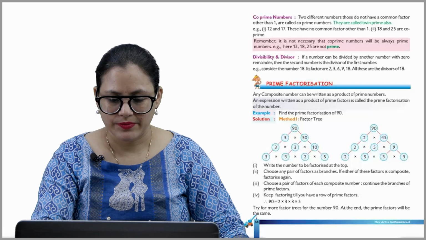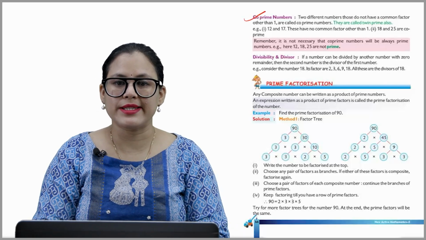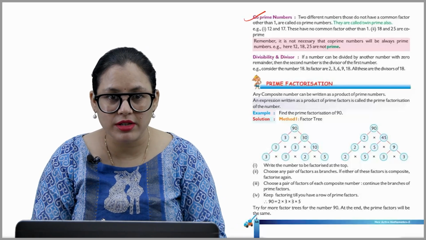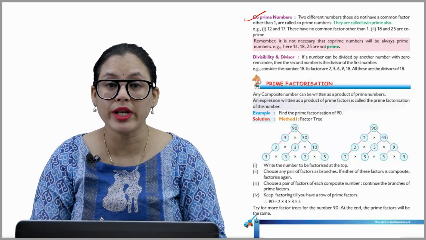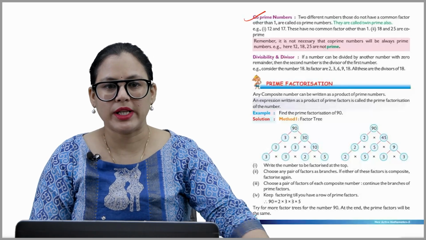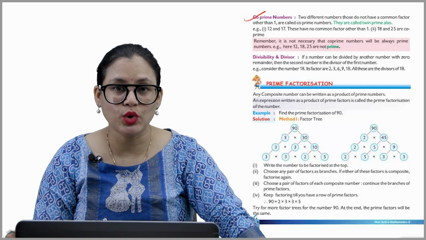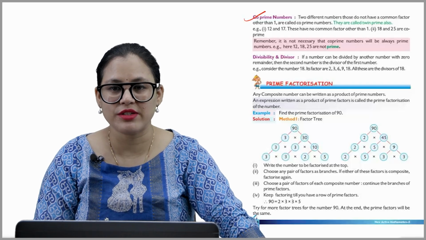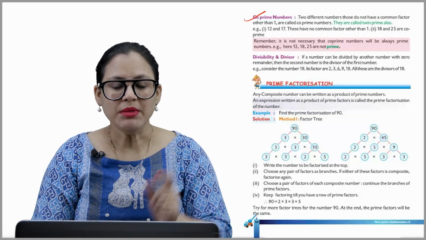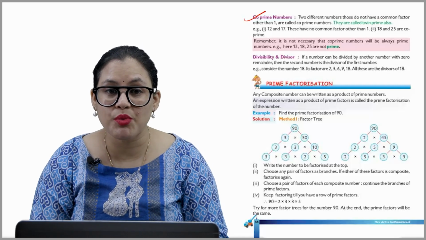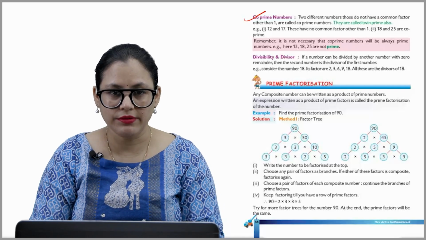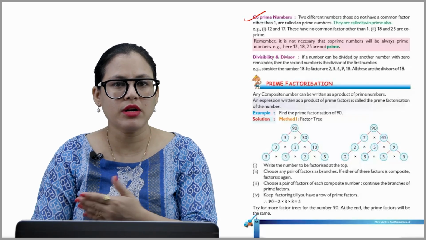Co-prime numbers. Two different numbers that do not have a common factor other than 1 are called co-prime numbers. They are also called twin primes. Example, 12 and 17 have no common factor other than 1. 18 and 25 are co-prime. Remember, it is not necessary that co-prime numbers will always be prime numbers. For example, 12, 18, 25 are not prime numbers.